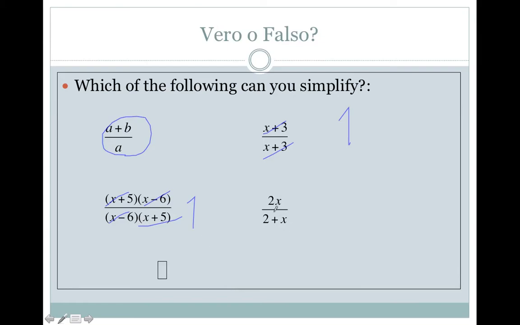Here, both on the numerator and denominator, we have a 2 and an x. However, we have 2 times x on the top, 2 plus x, and this plus x is going to screw up any chances we have at simplifying. So our simplest term would be 2x over 2 plus x.